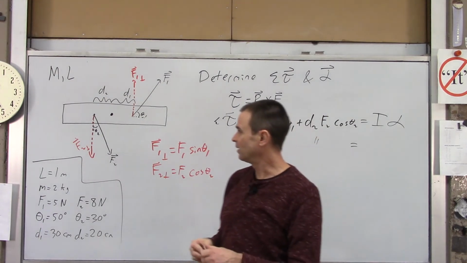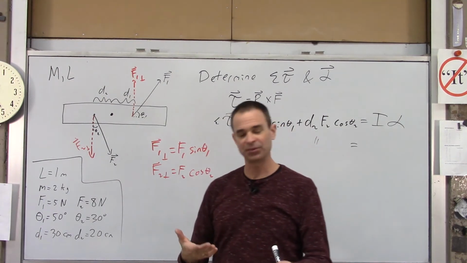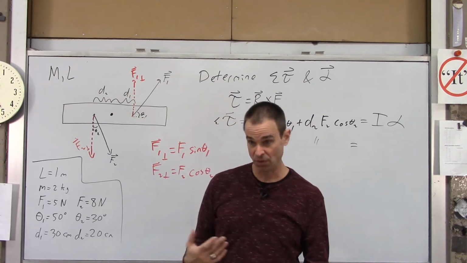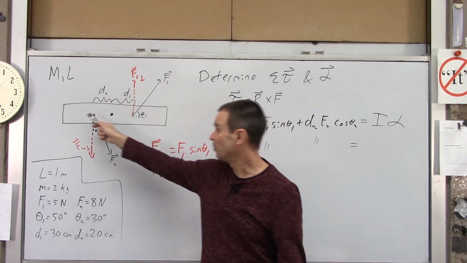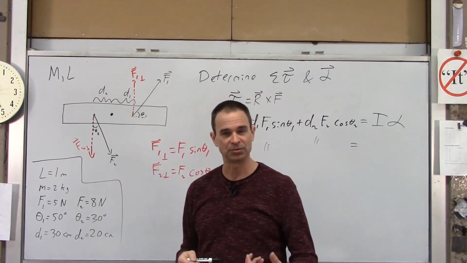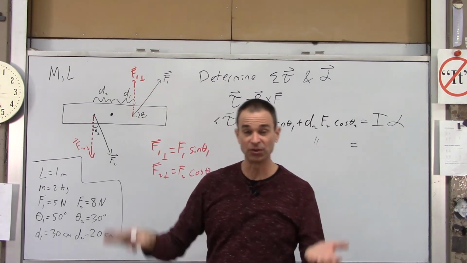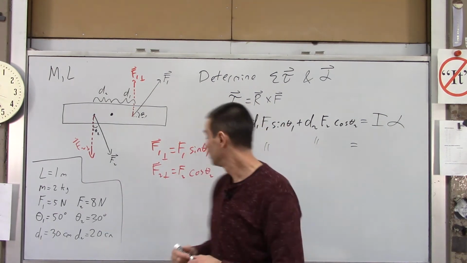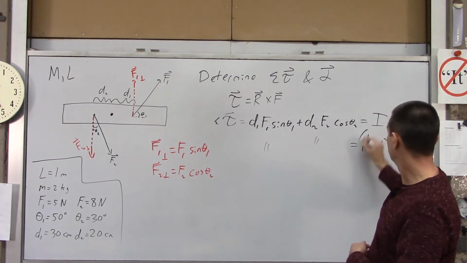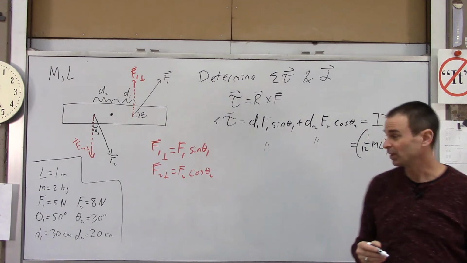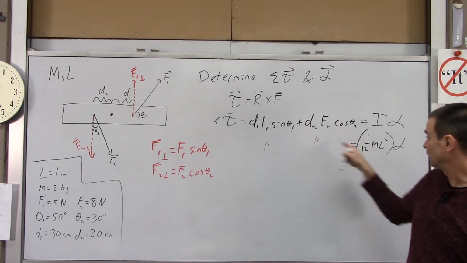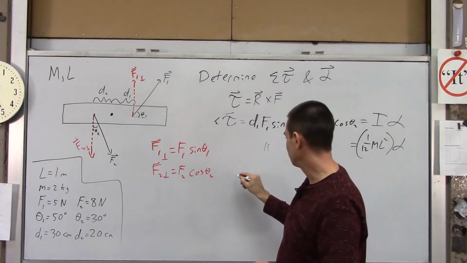If you're in AP Physics 1, this is something that would be given to you. In AP Physics C, you have to actually know this. The moment of inertia of a bar when it's pivoted at its center is 1/12 ml squared, and that's the bar's relative resistance to changes in its spin. So this equals 1/12 ml squared times alpha. If you were solving for alpha, you would take all this and divide it by that.